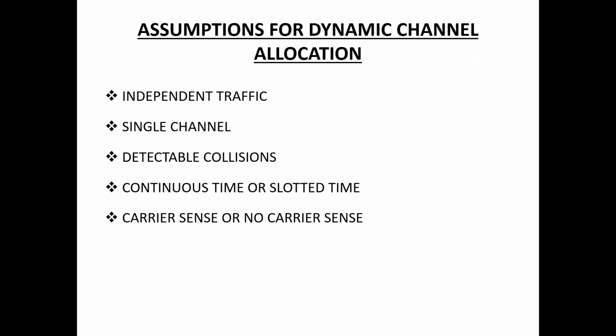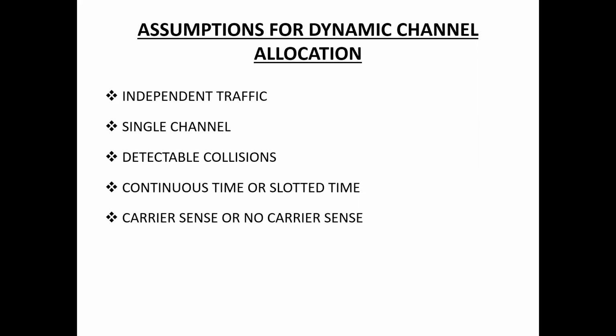Those are independent traffic, single channel, detectable collisions, continuous time or slotted time, and lastly carrier sense or no carrier sense. So these five are the assumptions for dynamic channel allocation. So first one, independent traffic. It is assumed that users are independent of each other.